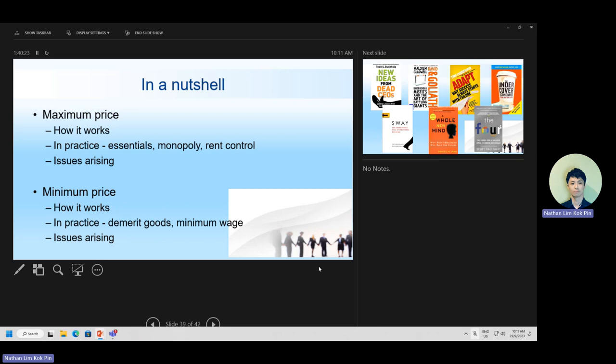In a nutshell, this is the whole thing. Maximum price and minimum price, it's actually all around. Although we say the free market is very efficient, it allocates resources, demand and supply, equilibrium, all very beautiful, in reality we still have a lot of items which are under maximum price, and the reason is because of this. Now rent control, I think in Malaysia we don't have rent control already. But some countries are bringing it back. In the US, a few states are stubborn, they always have rent control. Minimum price, yes, we always have this for demerit goods: alcohol and cigarettes with minimum price.